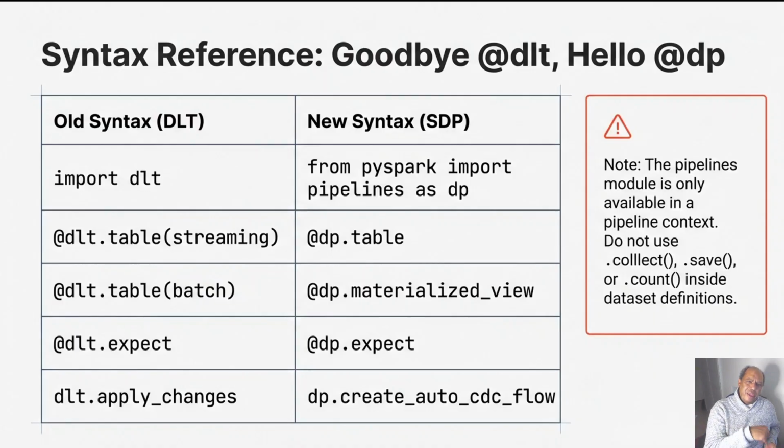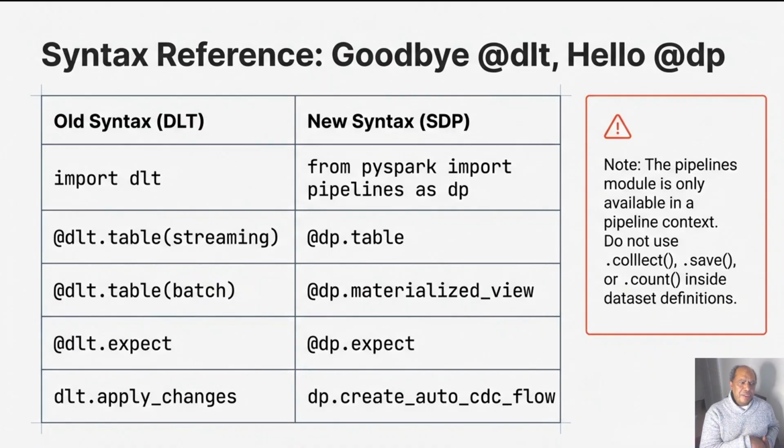Now, the key takeaways here are the new imports. The new import is pyspark.pipelines as dp. Clear semantics with new decorator names. Context-aware execution model. Avoid action methods in definitions. Use the table for quick migration reference.